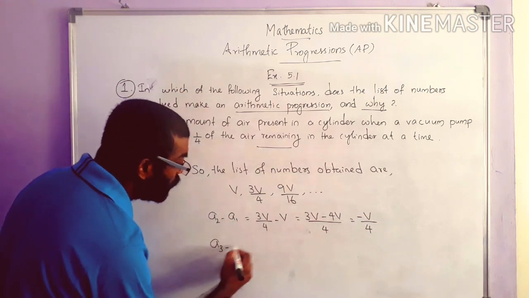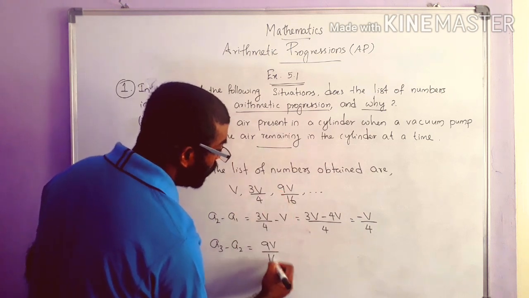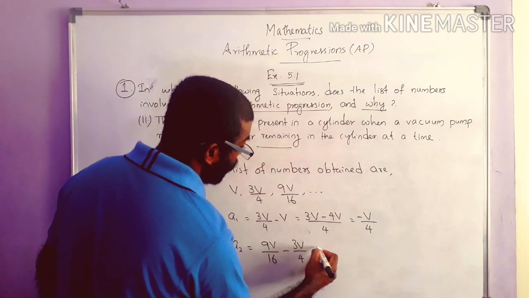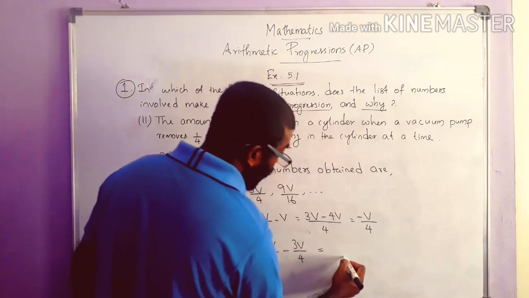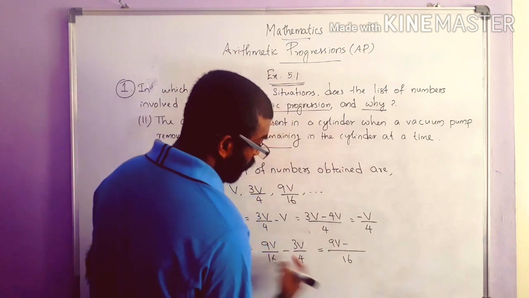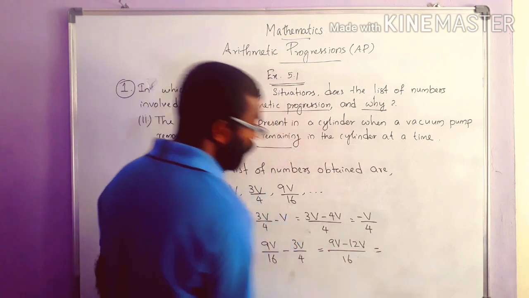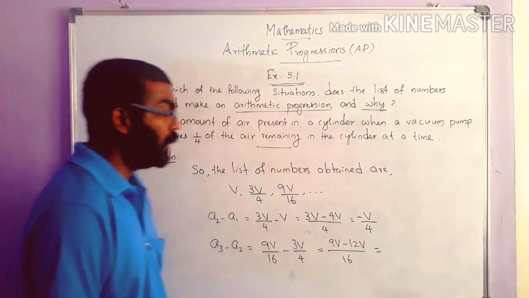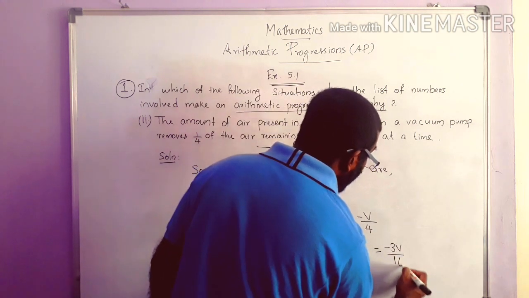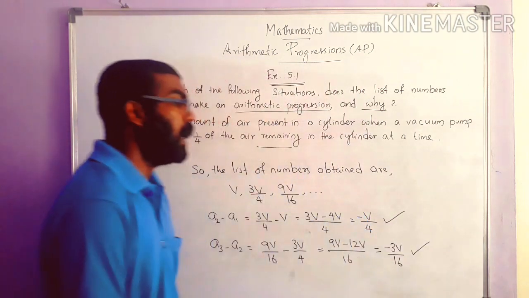And A3 minus A2, which is equal to 9V by 16, the third term, minus 3V divided by 4, the second term. Here the LCM is 16. So 9V minus 4 into 3, 12V, which is equal to 9V minus 12V. 9V minus 12V is minus 3V divided by 16. And clearly these are not equal, unequal.